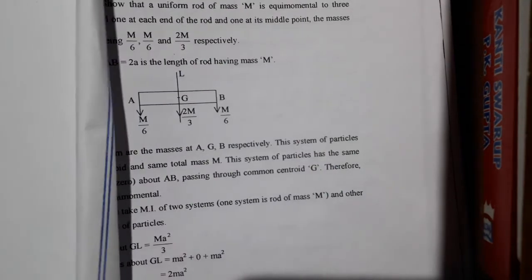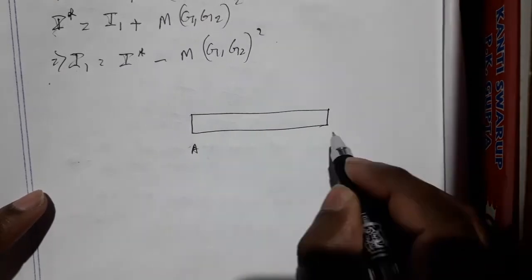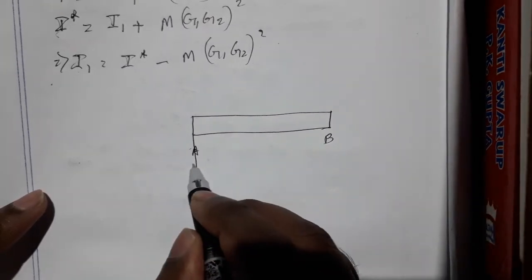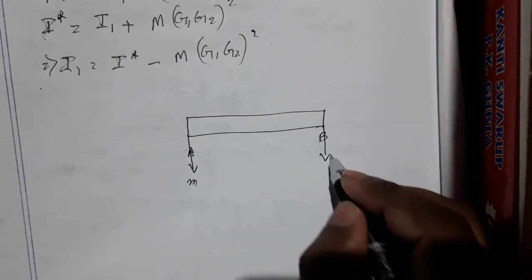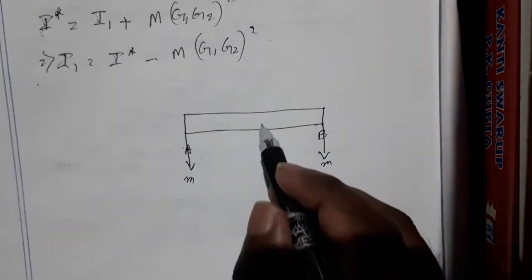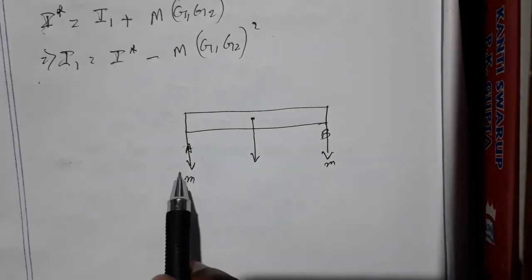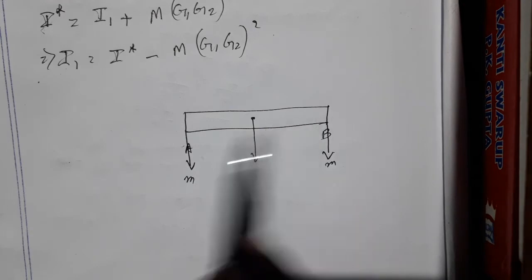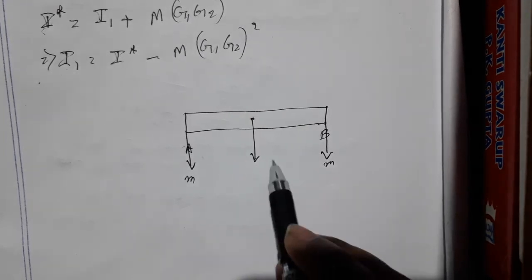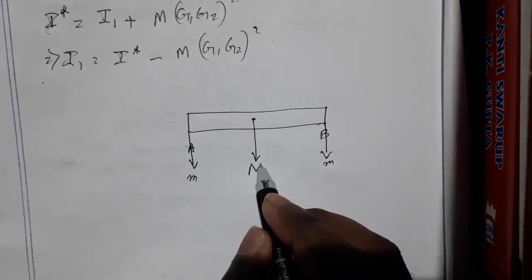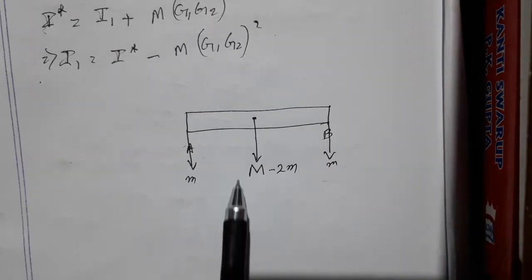I'll use the same diagram that is given here. I'll take this as AB, and the mass I'll put here is small m, and here also a small mass m. And at the centroid of the rod I'll put another mass. The total mass should be M, because the mass of the rod is capital M. So what mass should I put here? The mass I'll put here is M minus 2m. If we add all the masses, we get M.